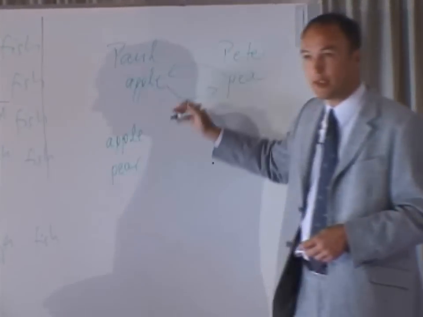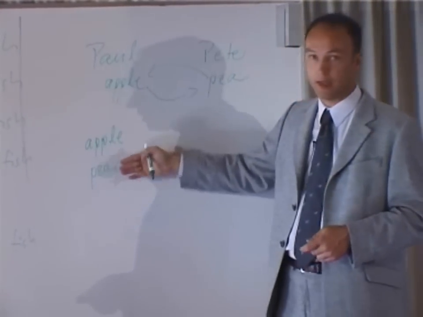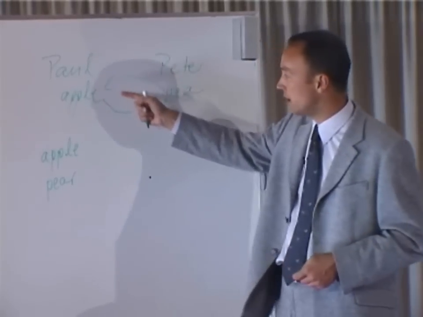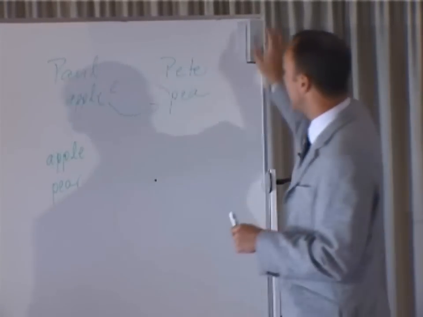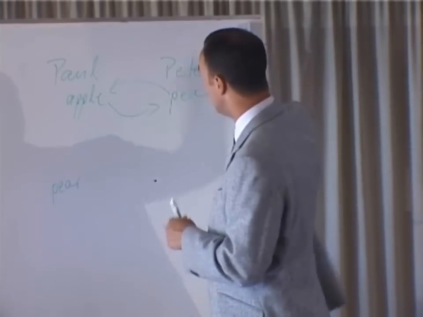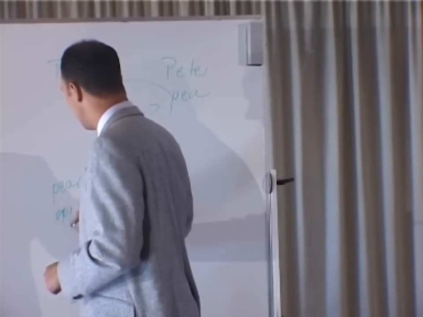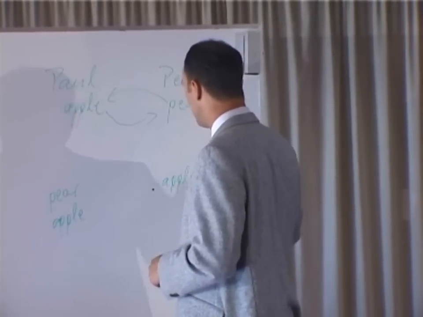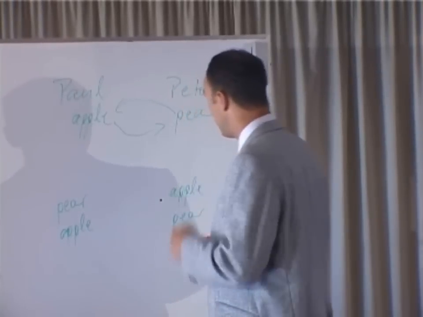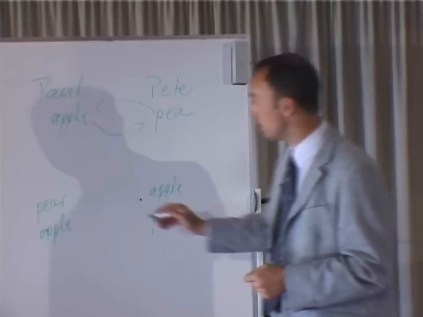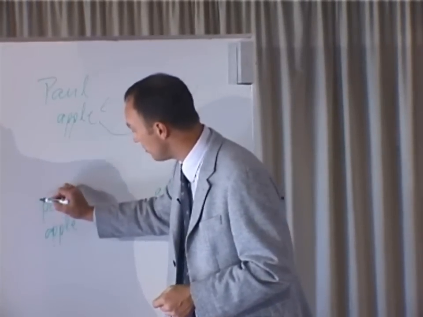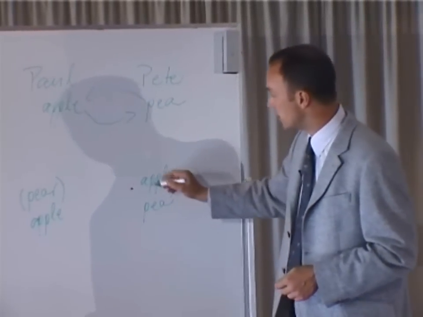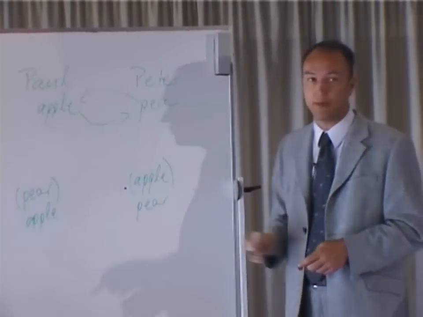Now that's a writing convention. If you write two objects below one another, above one another, we mean that the higher object has a higher value. So the pear for Paul has a higher value than the apple, and the apple for Peter has a higher value than the pear. And then there's another writing convention, that we say, well, Paul has the apple, he does not have the pear, so we put the pear into brackets. And Peter has the pear, he does not have the apple, so we put the apple into brackets.